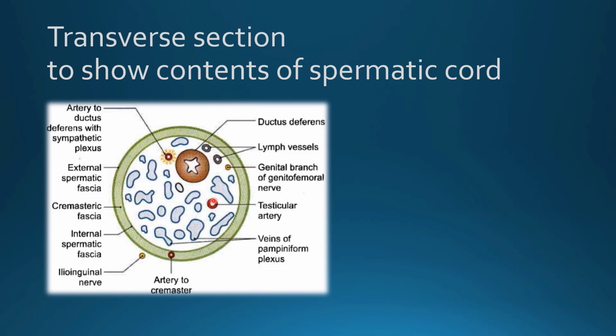testicular artery, and corresponding veins of the gonad, which are testicular veins in the form of pampiniform plexus of veins, genital branch of genitofemoral nerve, few of the lymphatics. And within the wall, we find ilioinguinal nerve and artery to cremaster.